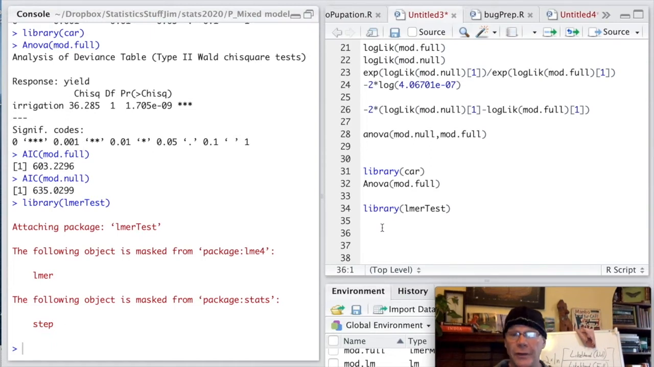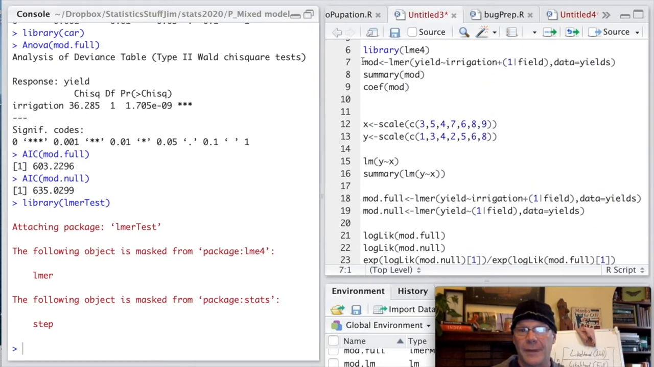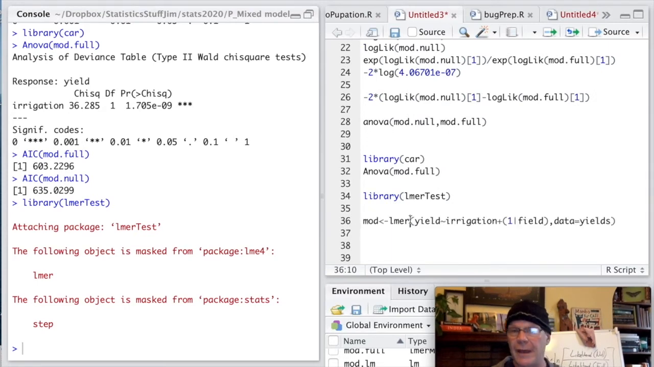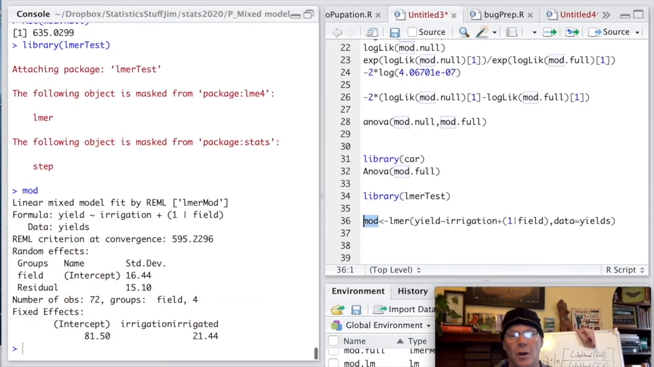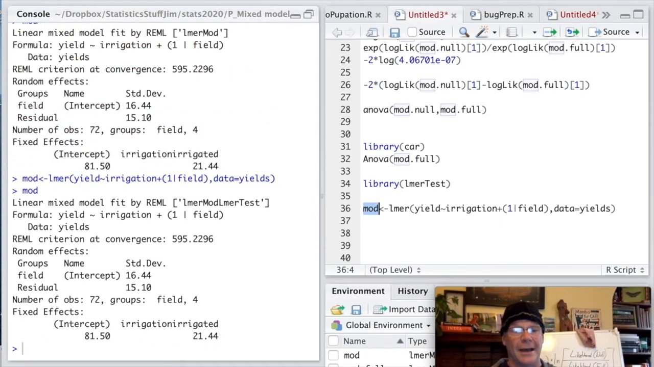Since we have this, I'm going to go back up here and cut and paste this. I'm going to have to rerun this model using the lmer function again, because right now my version of this model was created by the lme4 package, and now when I run it again, it's being created by the lmerTest package. And you can see that everything pretty much looks the same.